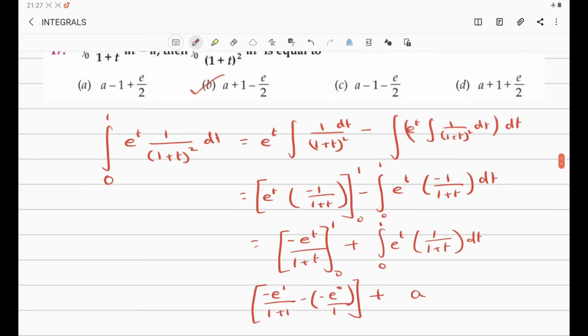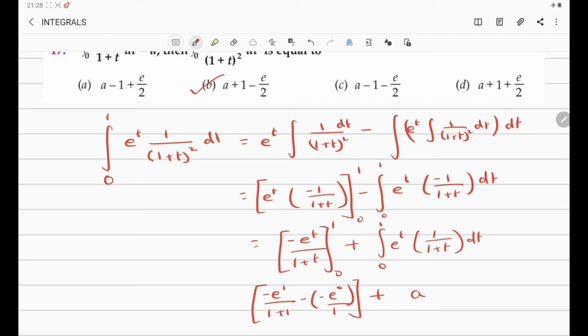So here we considered the function e power t into 1 by 1 plus t whole square. We applied integration by parts. Here we took the first function as e power t and the second function as 1 by 1 plus t whole square. So we got e power t into the integral of 1 by 1 plus t whole square, minus the integral of the derivative of e power t, which is e power t, into the integral of 1 by 1 plus t whole square. The integral of 1 by 1 plus t whole square is nothing but minus 1 by 1 plus t. So we put the upper limit as 1, lower limit as 0, minus the integral 0 to 1 e power t of minus 1 by 1 plus t.